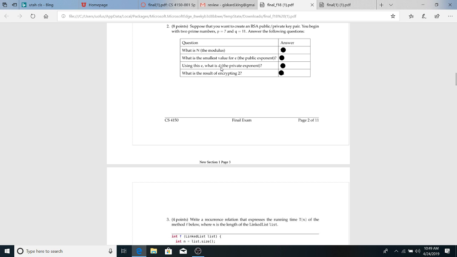So let's see if I can do this in my head. No, I can't do that in my head. But let's see. I have a calculator right here on my phone. So we had E was 7. The exponent would be negative 1. And mod was 60. So, oh, that's brutal. That answer would be 43.